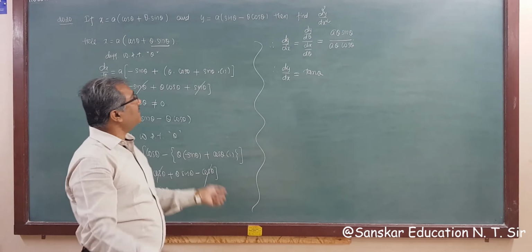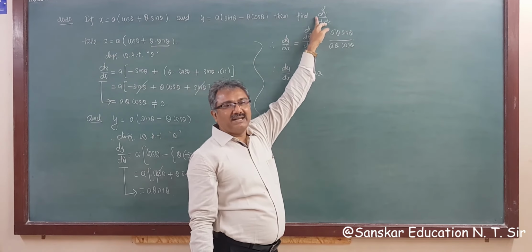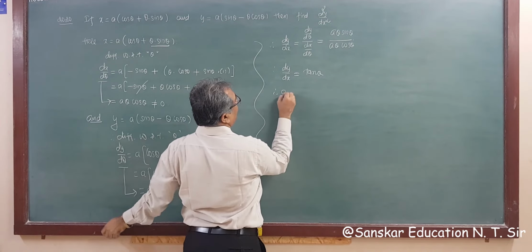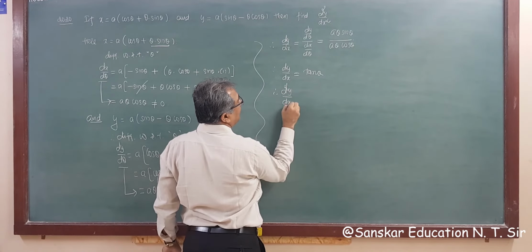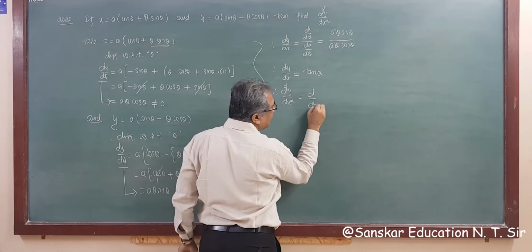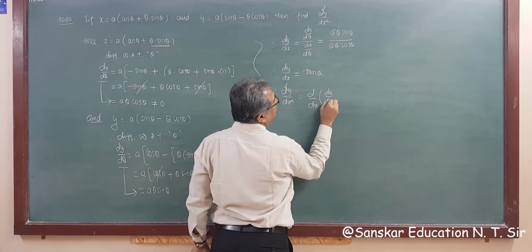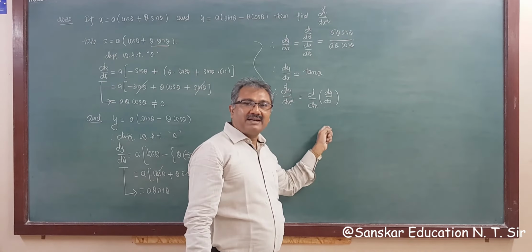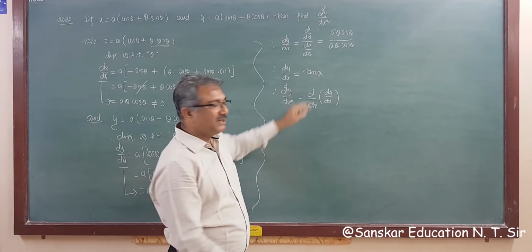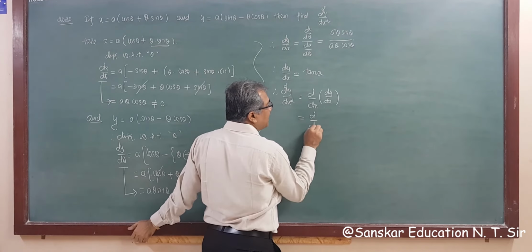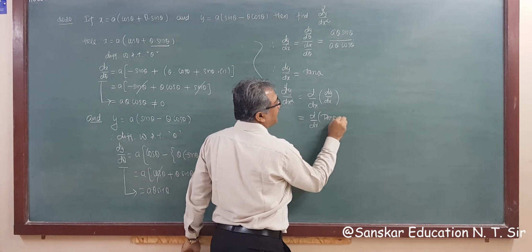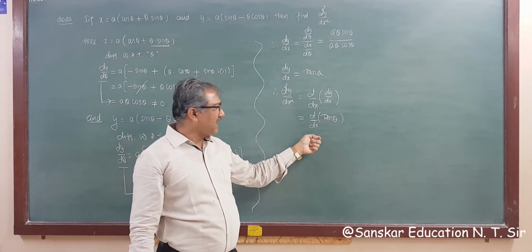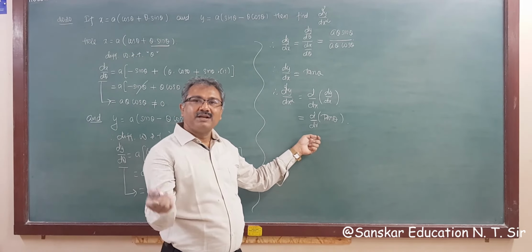And what we require? We require d square y by dx square. We have to find out d square y by dx square. So therefore d square y by dx square is equal to d by dx of dy by dx, that you know. d square y by dx square means d by dx of dy by dx. Now what is dy by dx? It is tan theta. So this is equal to d by dx of tan theta. This is a function of theta, and we are differentiating with respect to x. So what we have to do? We have to apply chain rule.